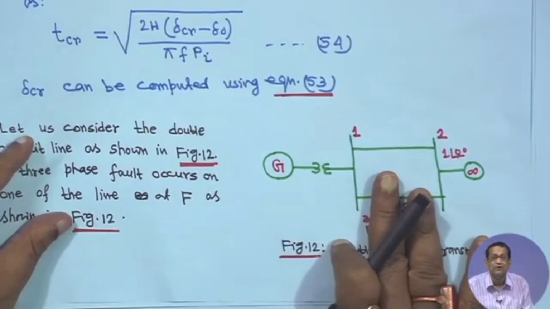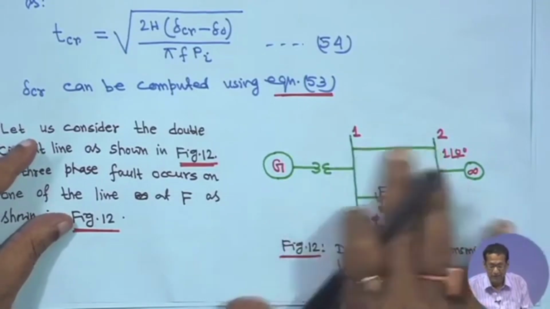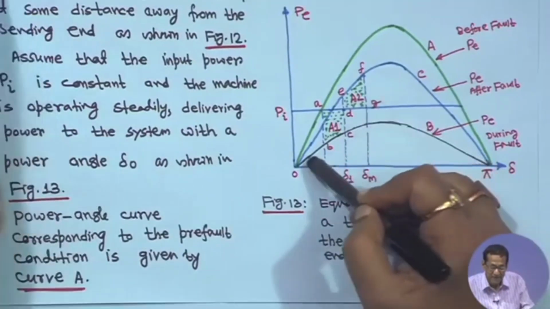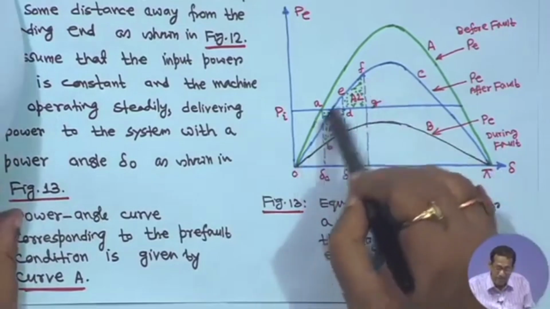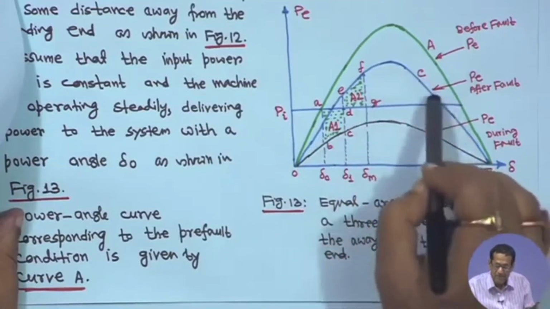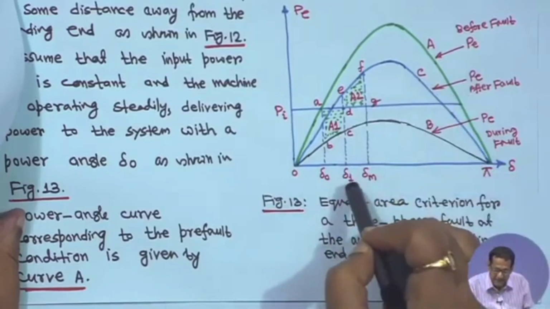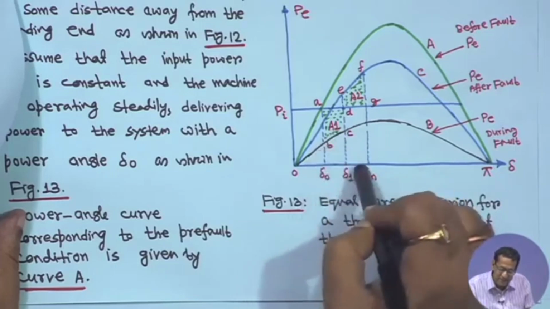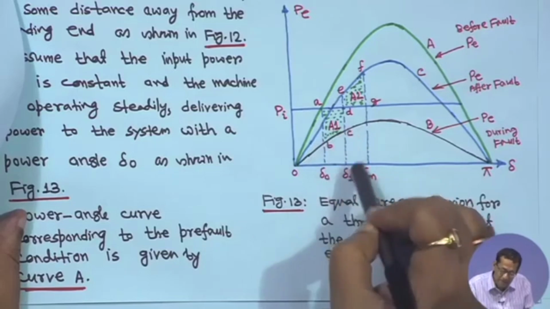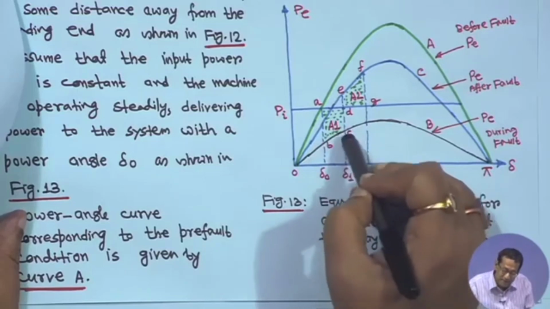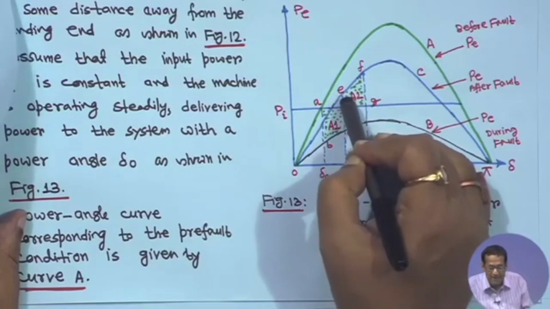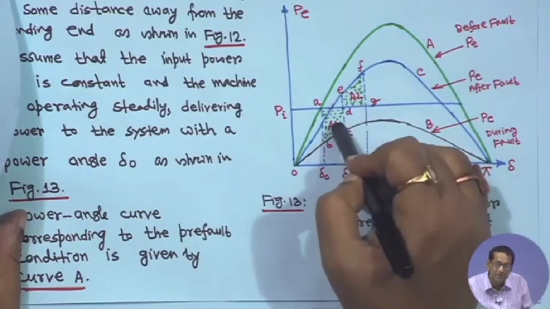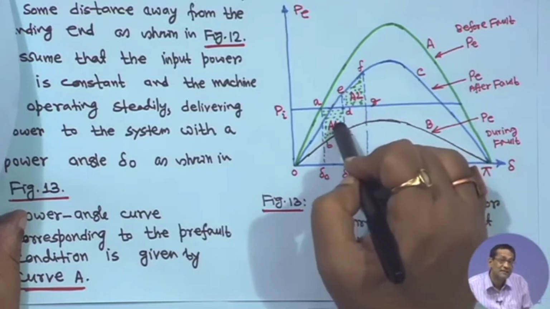In the post-fault condition, only one line is there, the other is not. So the power graph will be graph C, that is after fault. As it moves from B towards C, delta 1 is increasing, but at delta 1 the fault is cleared. So it will immediately jump to the after-fault sine curve, and the rotor has stored kinetic energy during acceleration.